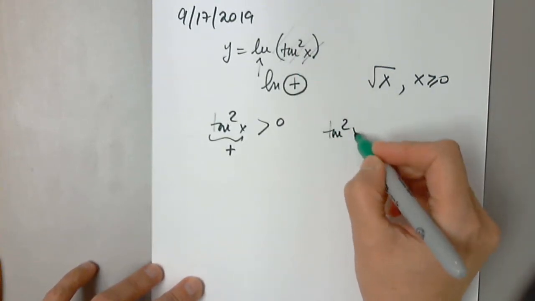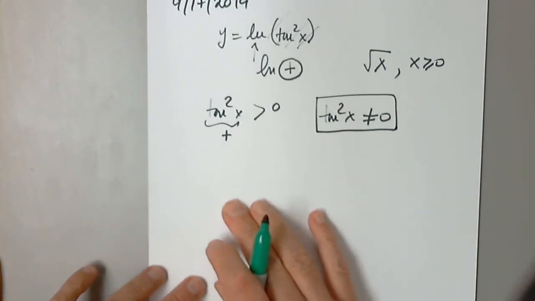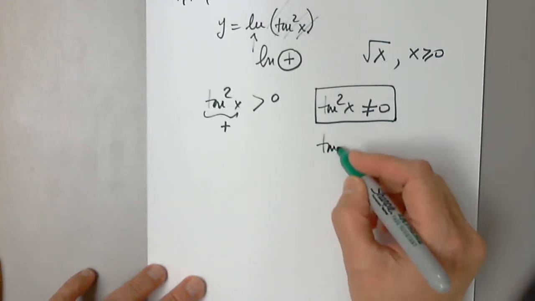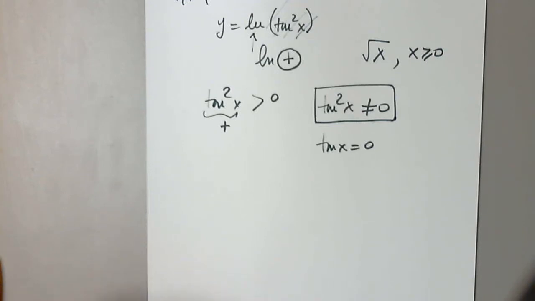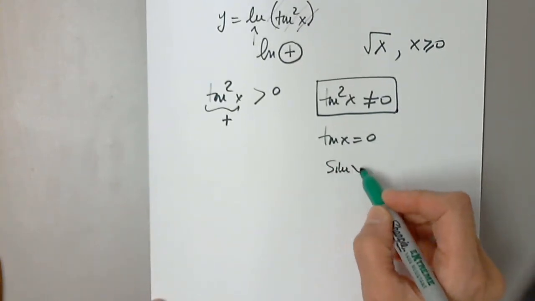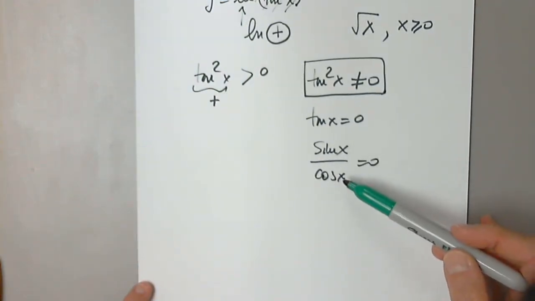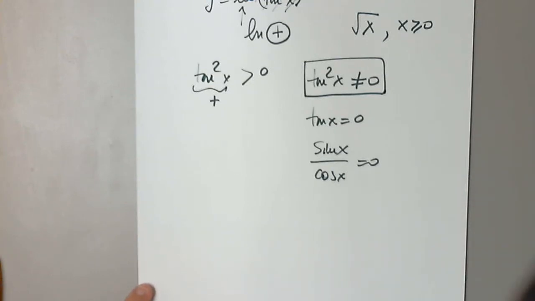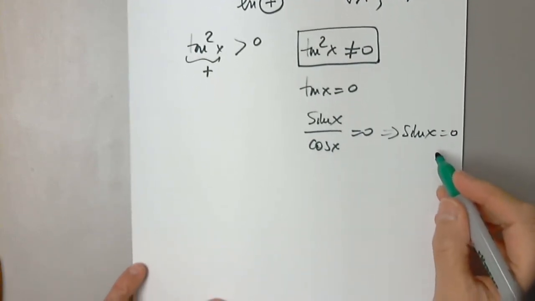So all I have to say is this: solving this equation, tangent x equals 0, will give us the restrictions. It will give us, in other words, the discontinuities of this function. But tangent x equals 0 is the same as sine x over cosine x equals 0. And when is a fraction 0? Only when the numerator is 0. And now I have to solve this equation.